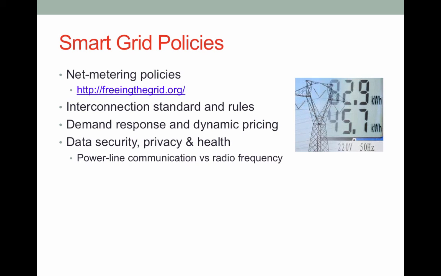Policies that promote smart grid include net metering policies, interconnection standards and rules, demand response, and dynamic pricing policies. Interconnection standards and rules enable small renewable producers to be connected to the grid so that they can sell their electricity to the grid. Net metering policies allow end users to set up distributed generation from renewable resources, and they can sell electricity back to the grid if they cannot consume the electricity they produce.